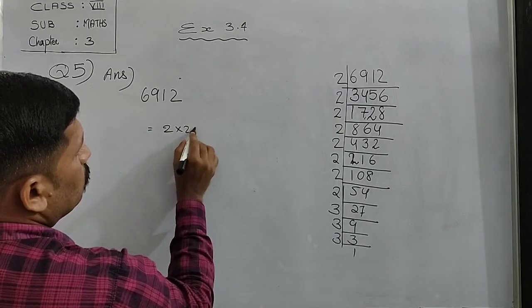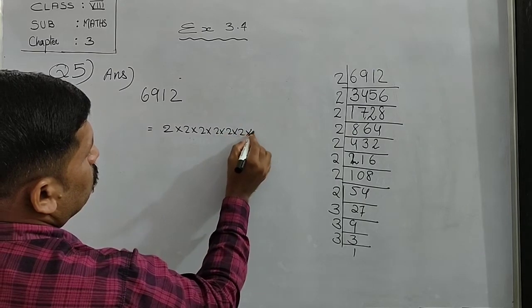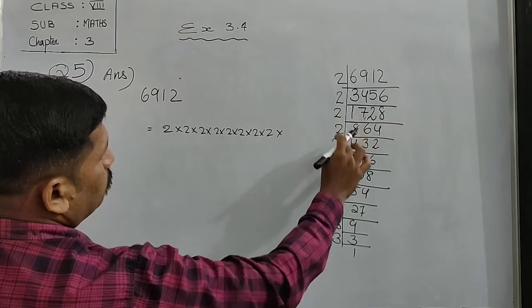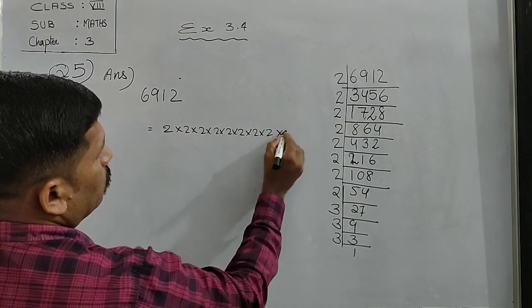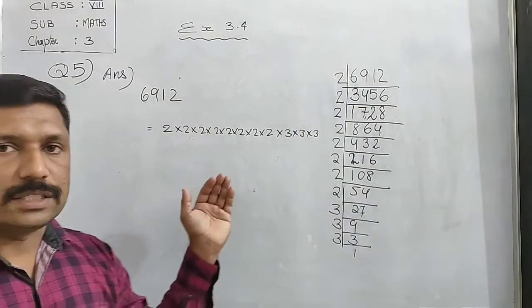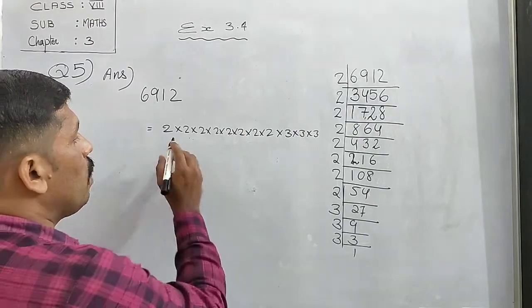2 into 2 into 2 into 2 into 2 into 2 into 2 into 2, total how many 2's? 8 2's. And 3 into 3 into 3. So these are the factors. After factorizing, students, we got these factors, and let us group them now.